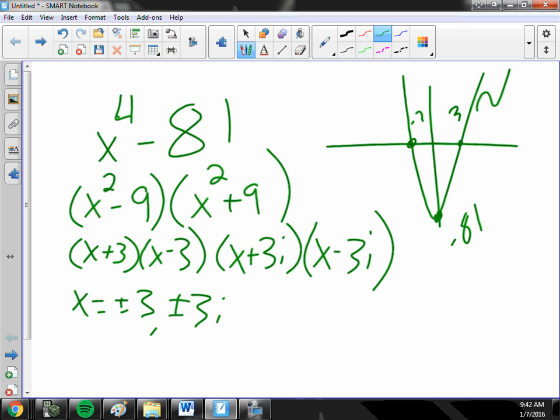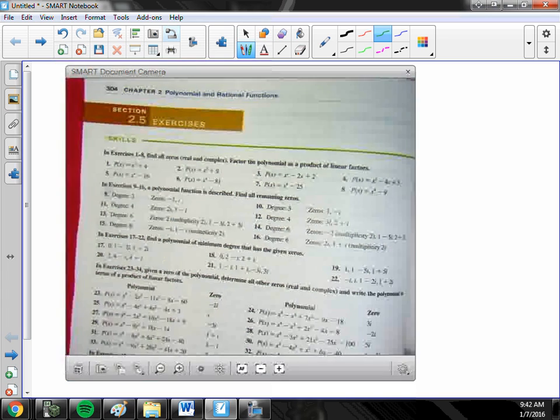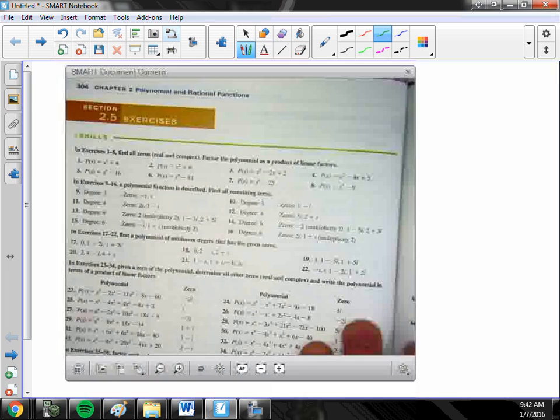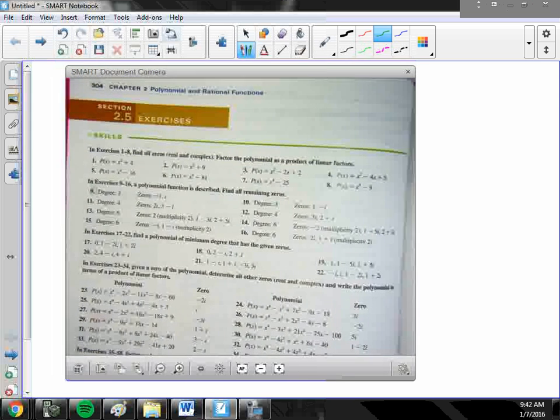So if you look at your assignment, four, you're just going to factor it. Oh, it doesn't work.